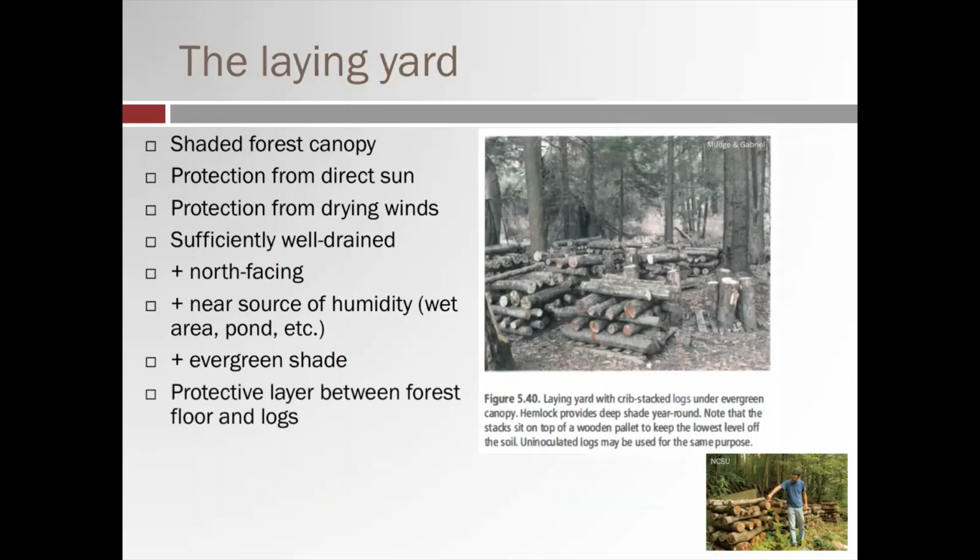You want some sort of protective layer between the forest floor and the logs. Really common thing that people use is pallets. You want some place for your laying yard that has access to water, and we'll talk about that in a little bit.